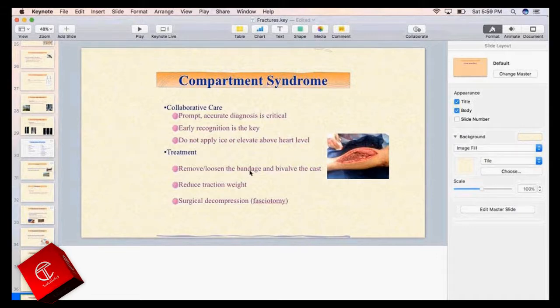Treatment is remove or loosen the bandage as we discussed, or bivalve the cast, reduce the traction weight, or even remove the traction. And when the compartment pressure, I repeat, is more than 30 millimeters of mercury, definitely you go for a fasciotomy, emergency fasciotomy. This picture shows an emergency open fasciotomy. You just cut open the skin, the subcutaneous tissue and the fascia. So if there is increased compartment pressure, you can appreciate the bulging of the muscle immediately.